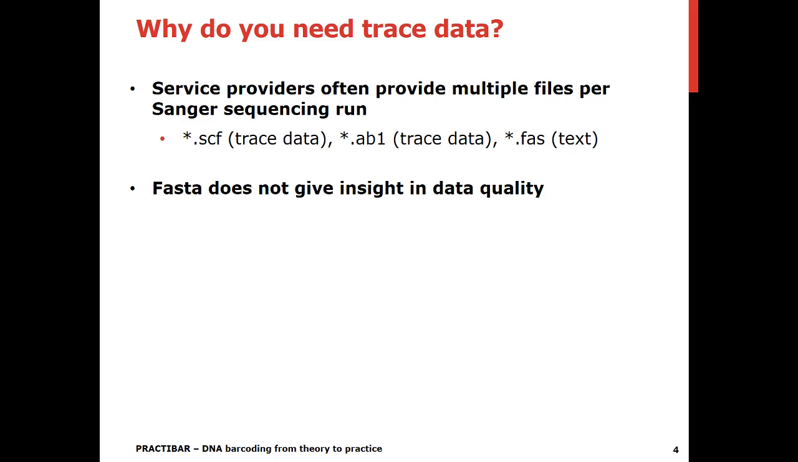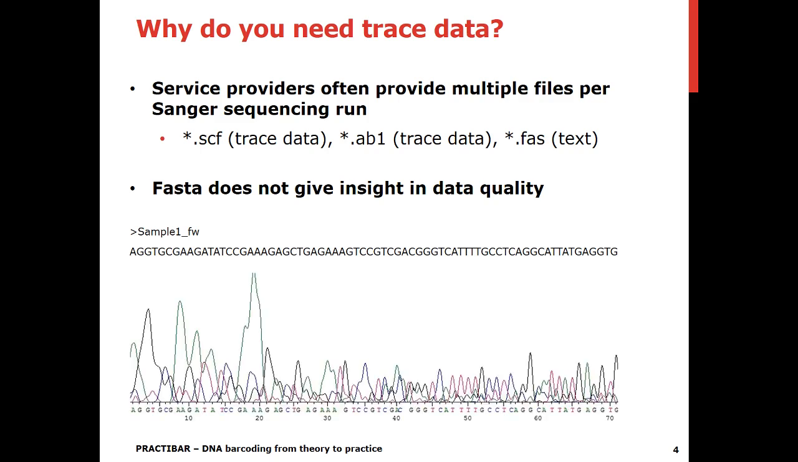We can demonstrate that with an example. This is a stretch of sequence generated from sample 1 using the forward primer. You can see the nucleotide sequence A, G, G, T, G, C and so on, but you cannot tell anything about the data quality. Now, if we would look at the electropherogram that produced this stretch of sequence data, you can actually see that this is very, very poor data, and you would like to reconsider including this data in your analysis.